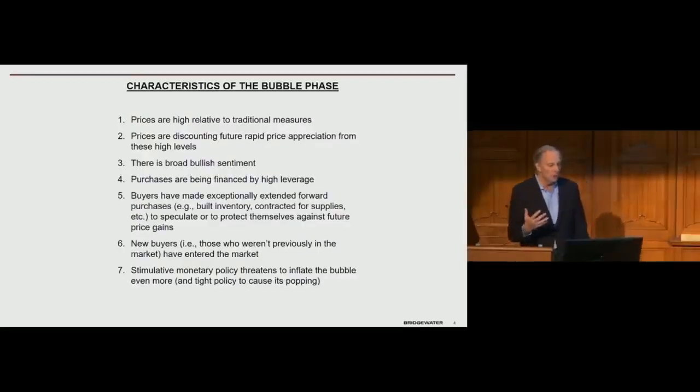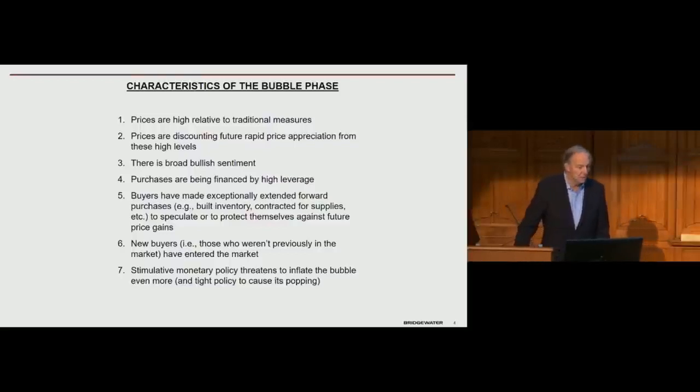There is more broad bullish sentiment. In other words, you're walking around and everybody says, oh, this is great and it's going to go up. Then there are purchases financed by high leverage. So that's apparent: buy stocks on borrowed money, buy whatever the asset is, buy homes or whatever it is.